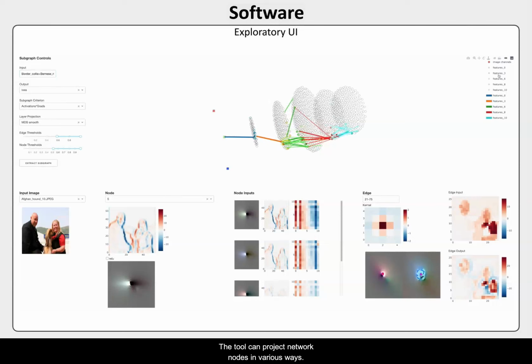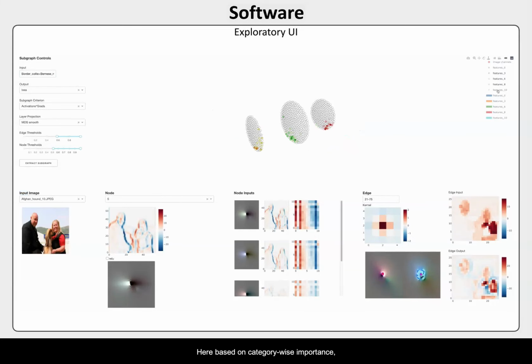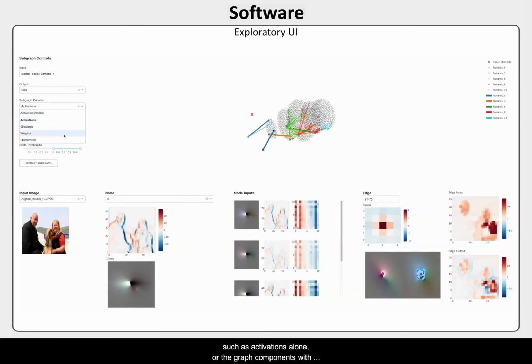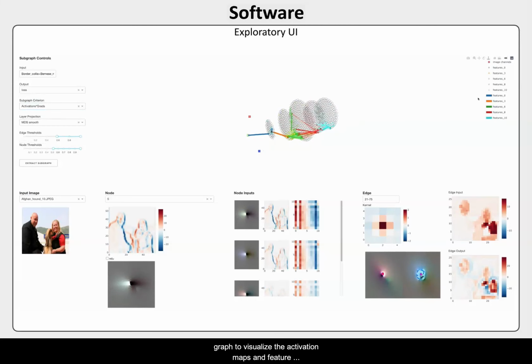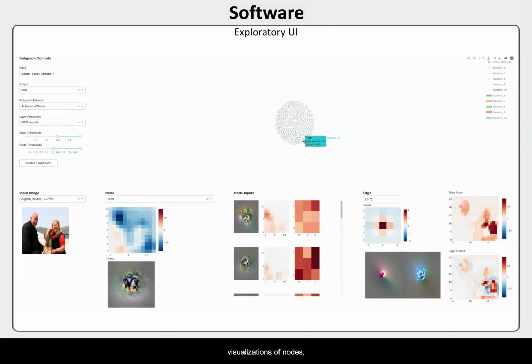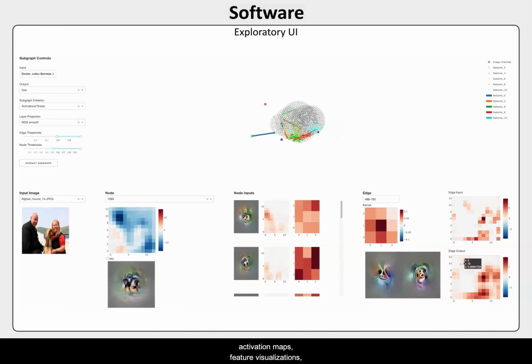The tool can project network nodes in various ways. Here, based on category-wise importance, it seems dog features ended up in the bottom right. We can query based on other metrics, such as activations alone, or the graph components with the largest weights. We can click through the graph to visualize the activation maps and feature visualizations of nodes, and the tool can also display the most important incoming features from the previous layer. Similarly for edges, we can check the in and out activation maps, feature visualizations, and kernel weights.